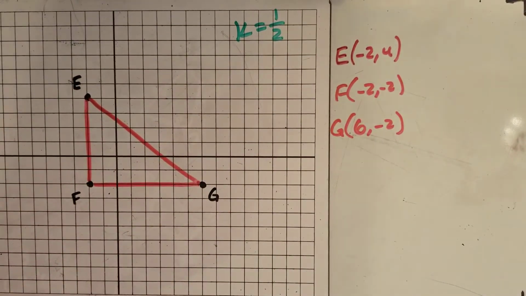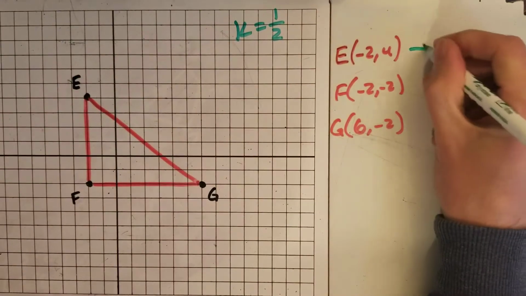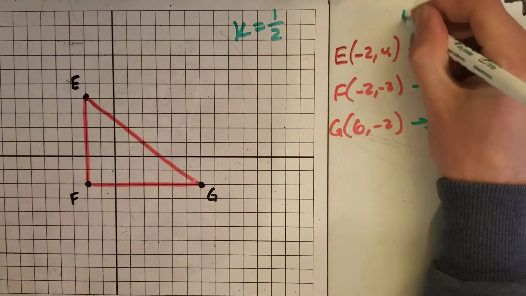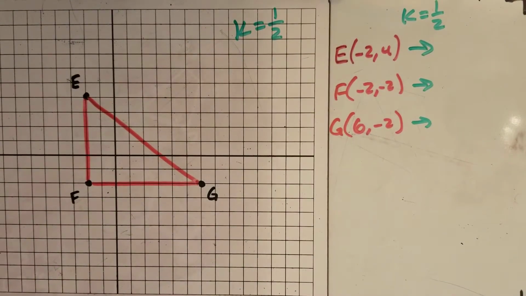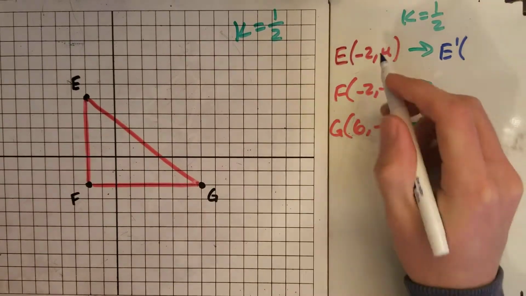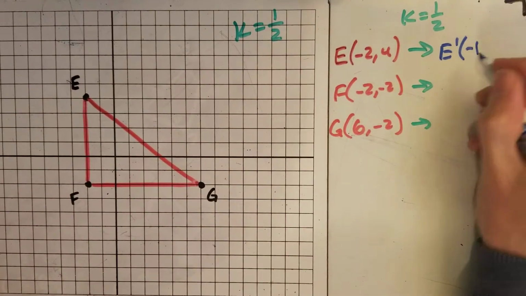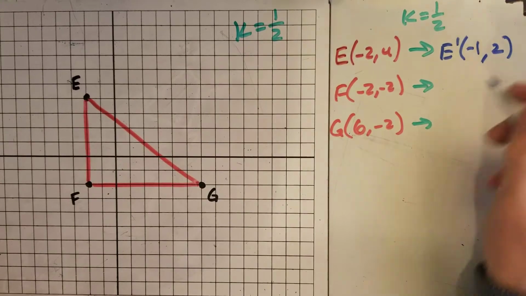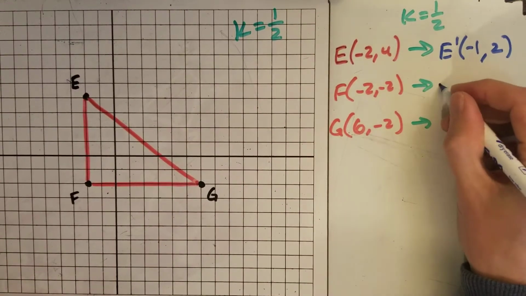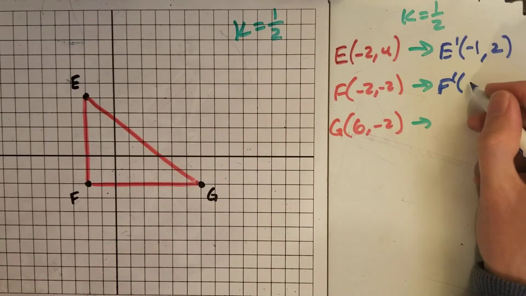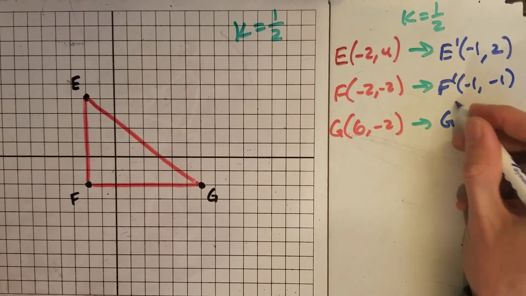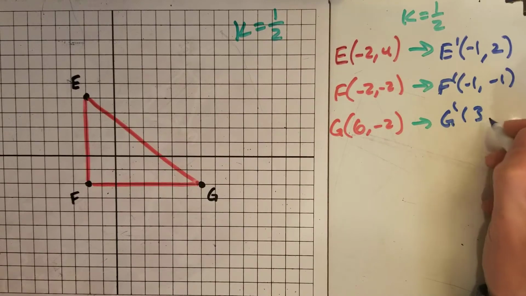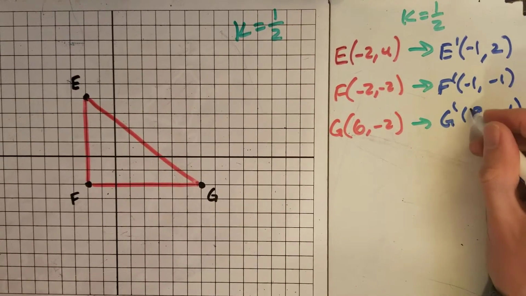And we are changing by this scale factor of 1/2. So K equals 1/2, meaning everything is going to become half the size. So E prime: half of negative 2 is negative 1, half of 4 is 2. F prime: half of negative 2 is negative 1, half of negative 2 is negative 1. And for G prime, half of 6 is 3, half of negative 2 is negative 1.